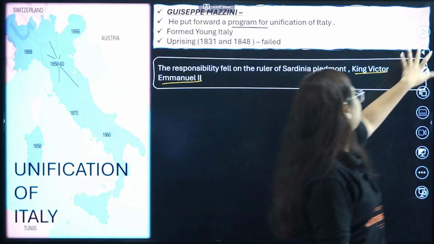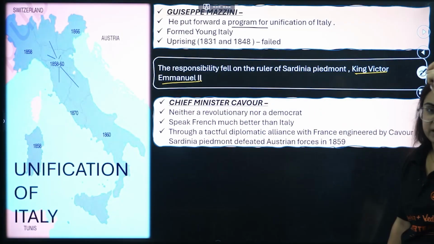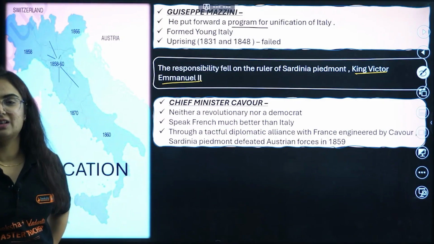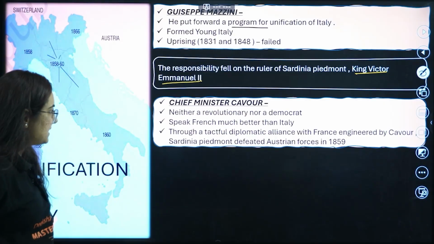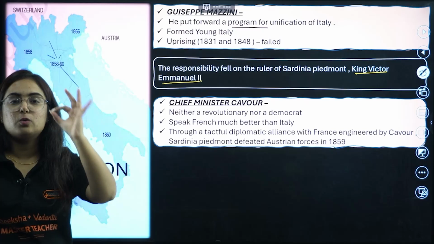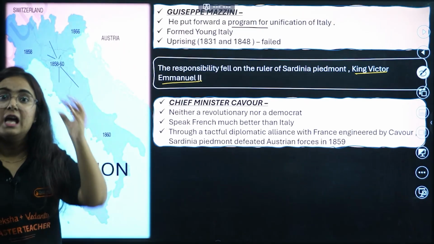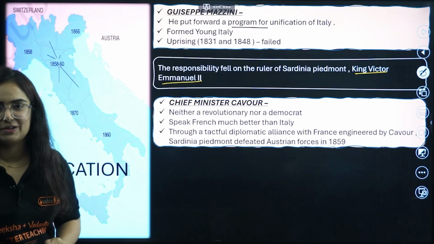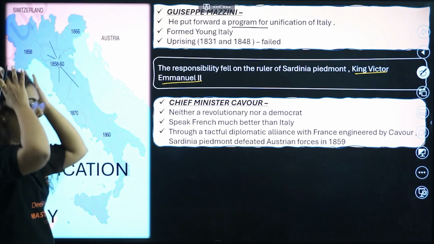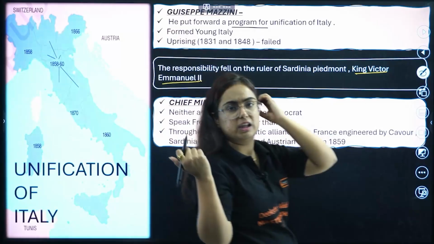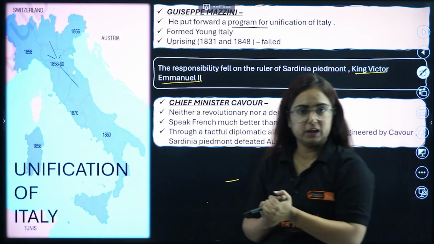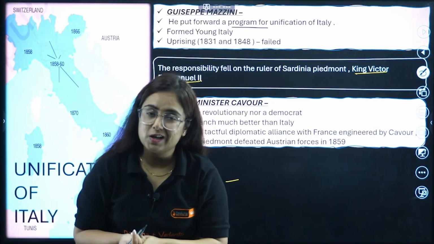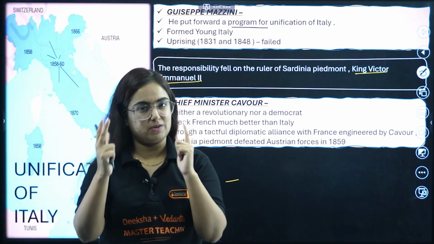No, basically every ruler needs a statesman. Every ruler needs a mastermind. And who is the mastermind? Chief Minister Cavour. So we can say that yes, Chief Minister Cavour was the architect of Italian unification, the mastermind of Italian unification. Now, if I talk about the nature of Cavour, he was not a revolutionary. No. He did not want to make a democracy. No. Then who was he? He was a diplomat, a smart person, the mind, right?